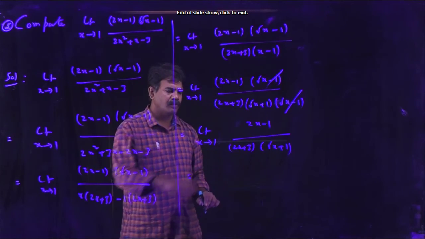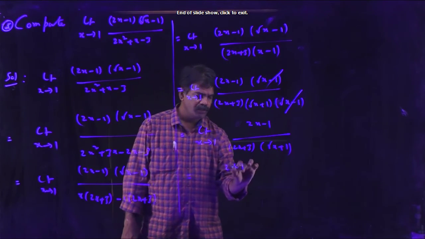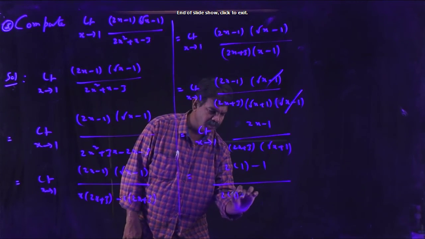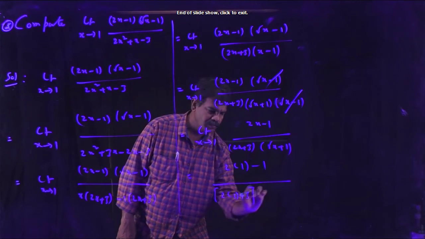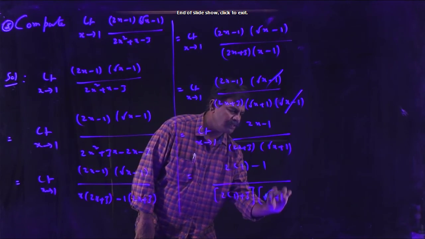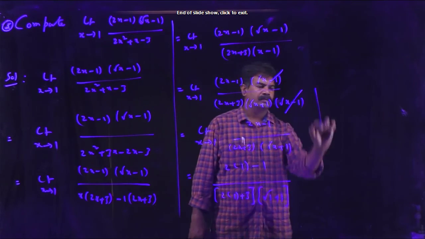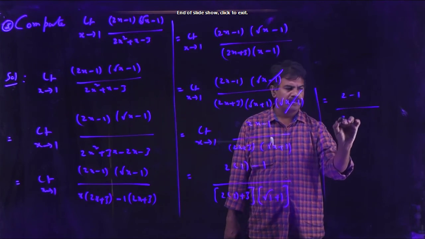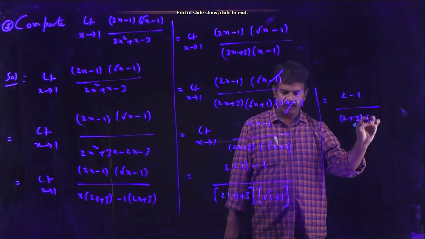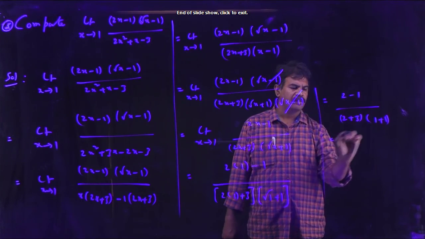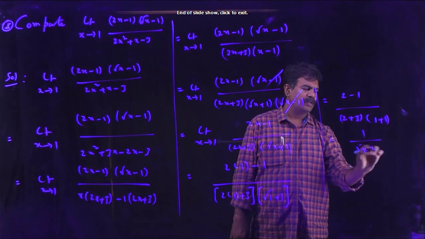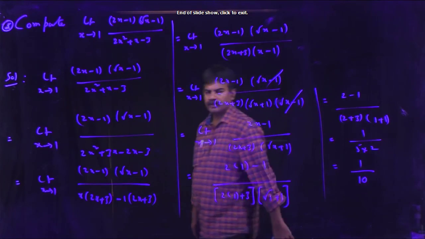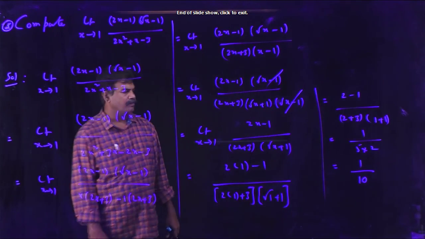Now we apply the limit, that is 2 into 1 minus 1 by 2 into 1 plus 3 into root 1 plus 1. It is equal to 2 minus 1 by 2 plus 3 into 1 plus 1. 1 by 5 into 2, that is equal to 1 by 10. So this is the value of the given limit.